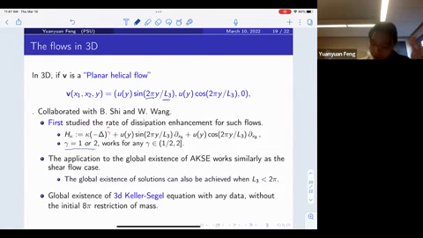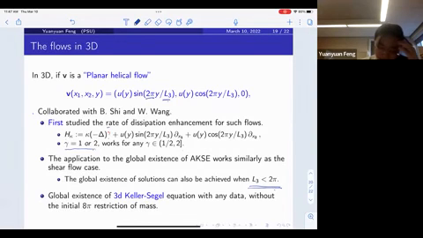We can prove that, as long as the component in the kernel space of the flow, as long as L3 is less than 2 pi, we have global existence. And another interesting application of this flow is to apply it to the 3D Keller-Segel equation.